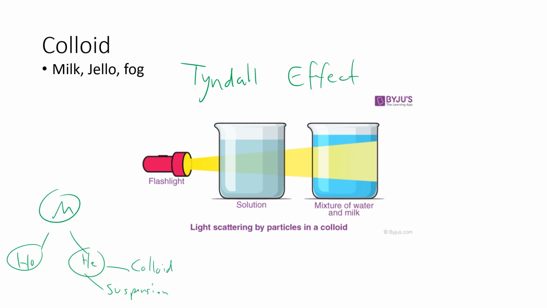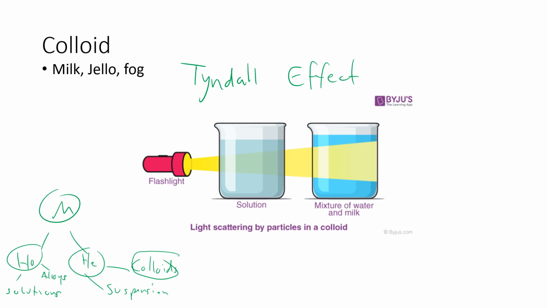All right, and with our homogeneous, we had solutions and we had the alloys. We don't do a lot with alloys, but solutions are easy to make. You can make them in school, not a problem. But when we get over here to colloids, remember, colloids are going to be weird. They kind of look like a solution, but they really are not.